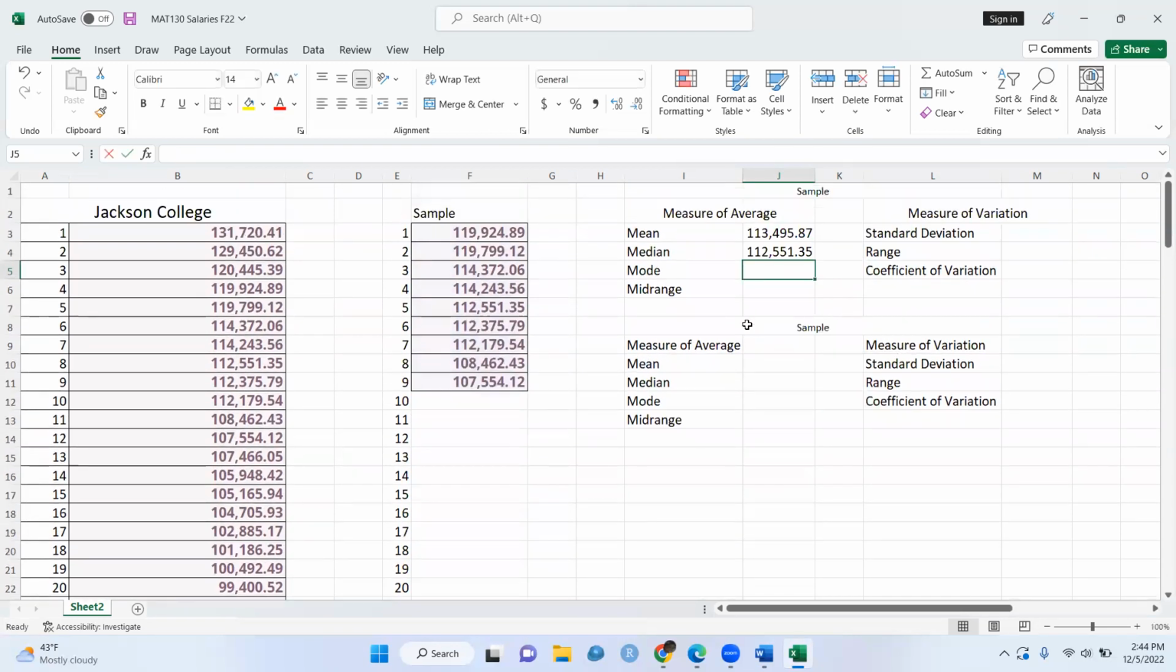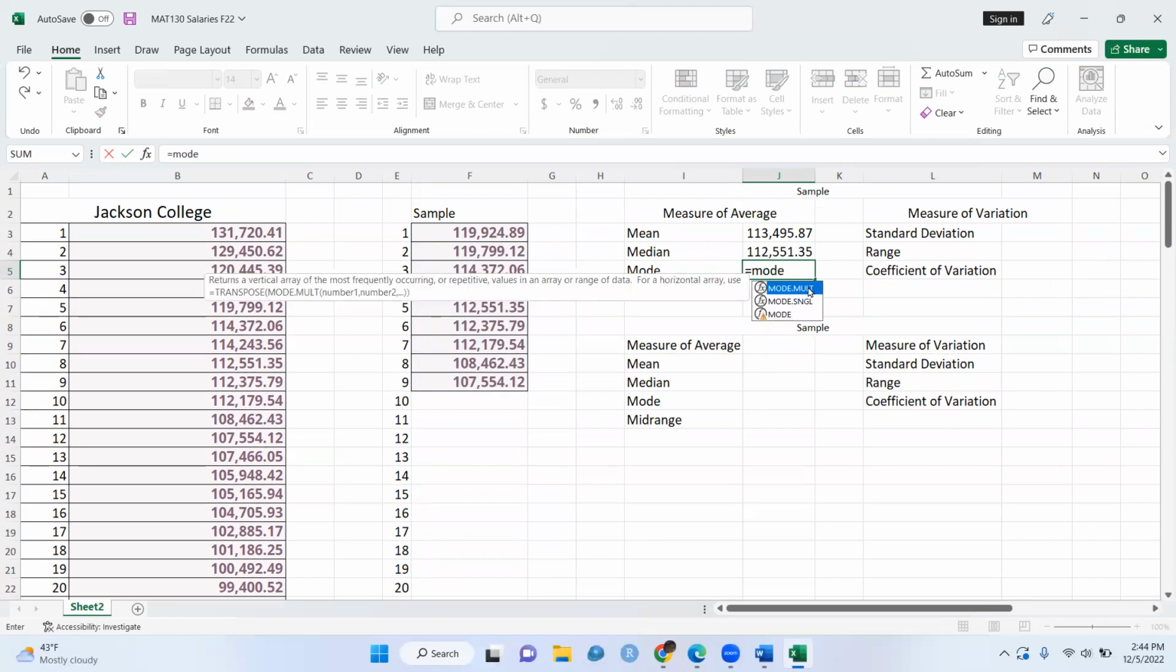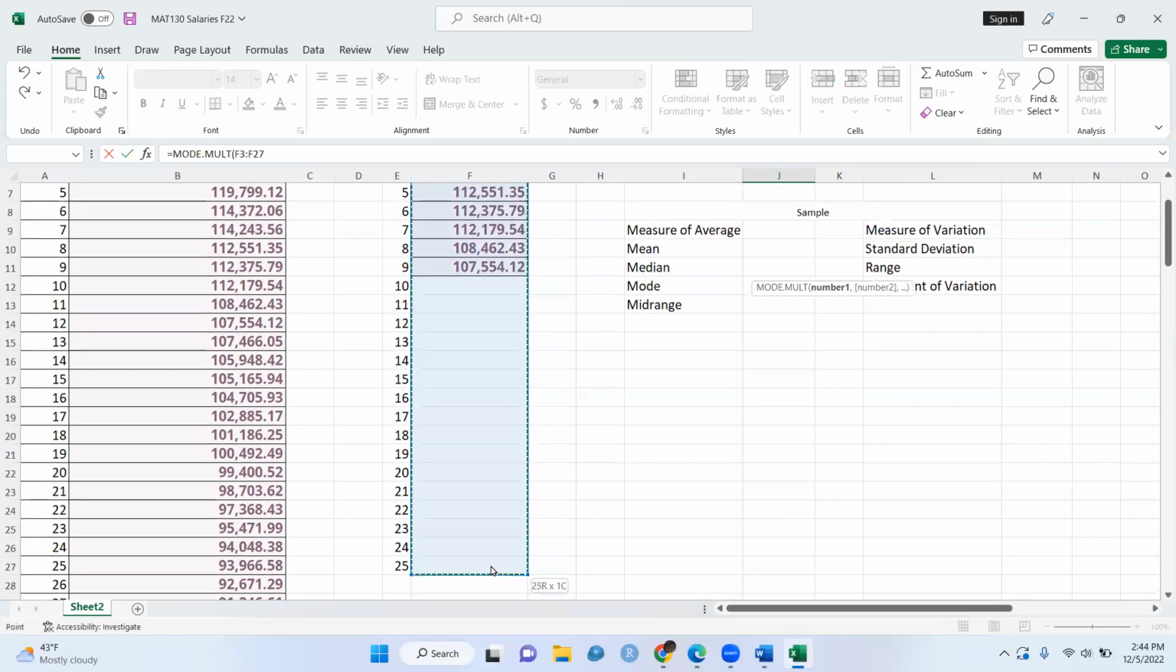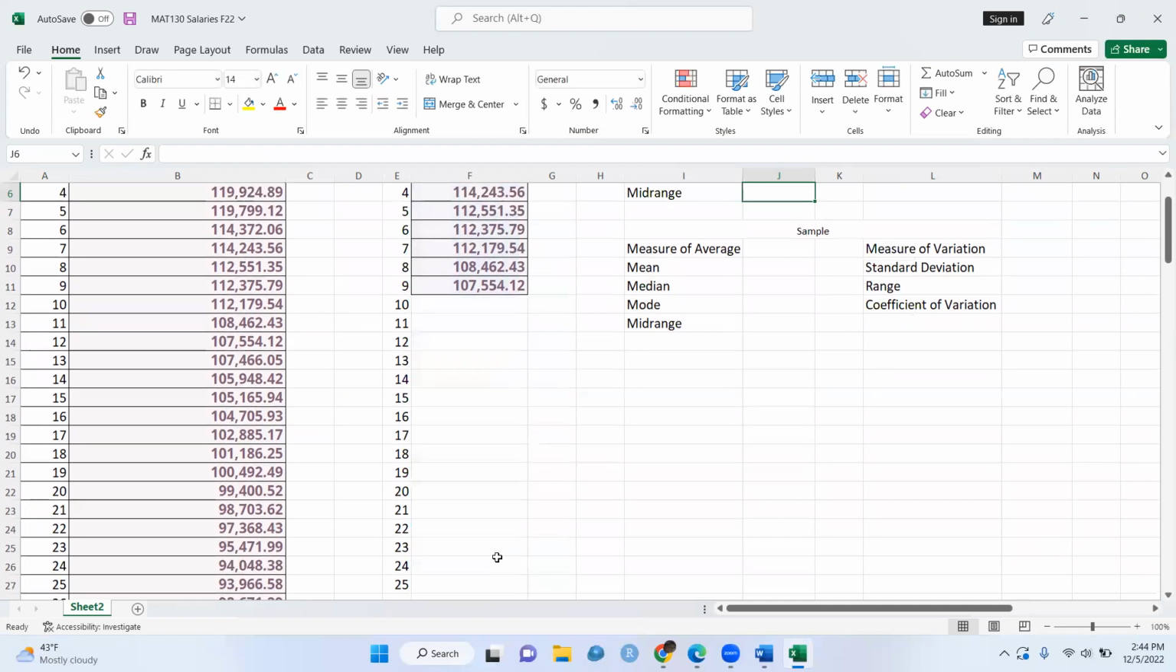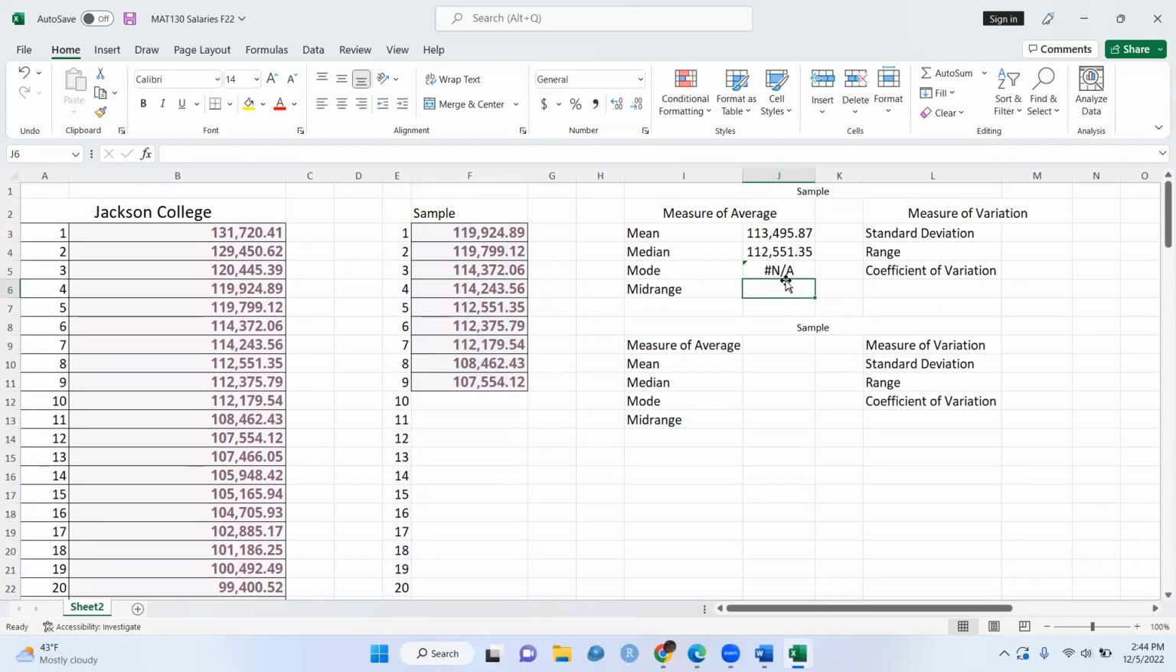To get the mode, you just type equals, you type mode, and you want to do multi, which means there could be repeat modes. That's possible, and that could very likely happen with your sampling. If it gives you this N/A, that means there is no mode because there's no repeated values.